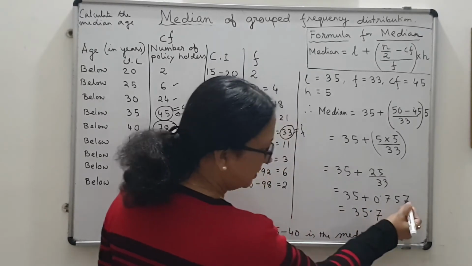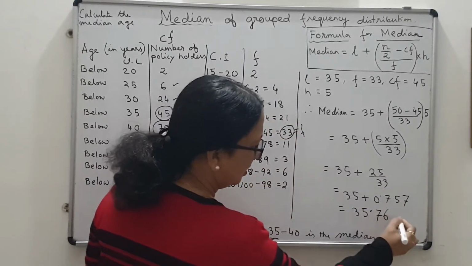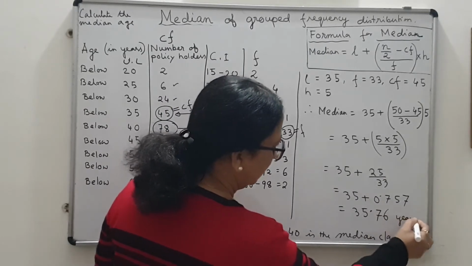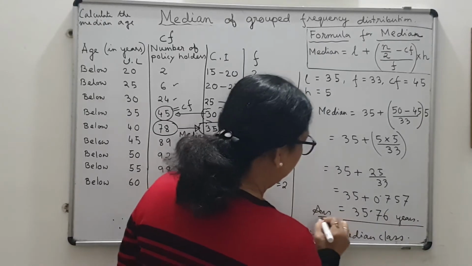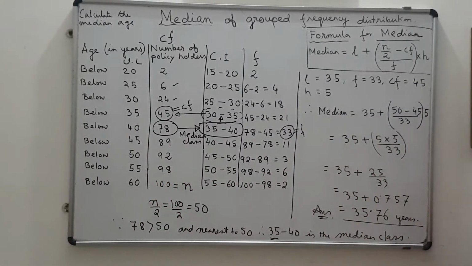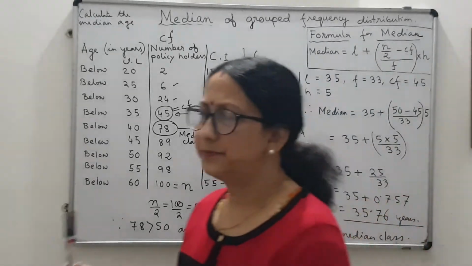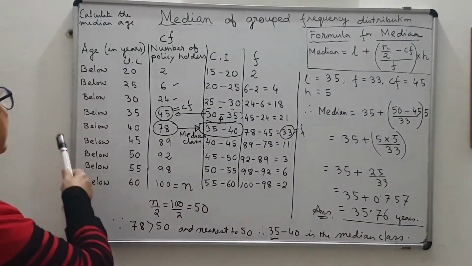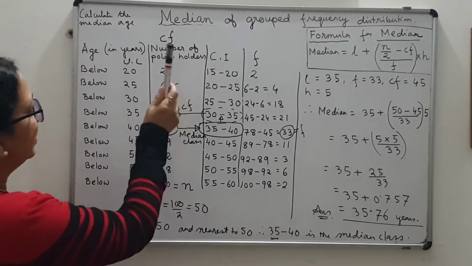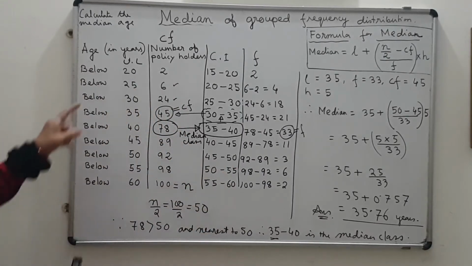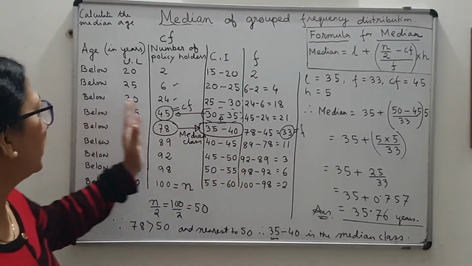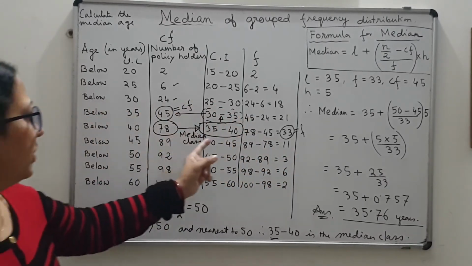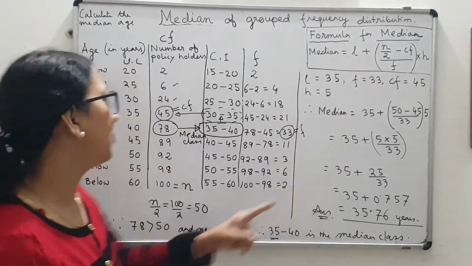If I round off, this 7 is more than 5, so it is 35.76. The unit is years. So this is the answer. The median age of the policy holder is 35.76 years. So this kind of question, where instead of a frequency distribution a cumulative frequency distribution is given, we have to do in this way. We have to get the frequency distribution first, then we can find out these values and put them in the formula.